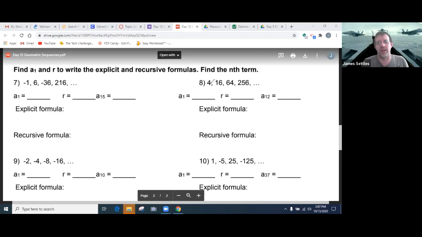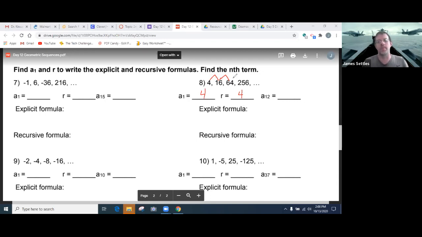A1 is always the very first number, which would be 4. So for A1, you're going to put 4. Now, for the pattern, if you can look at this and tell what it's multiplying by, that's great. If you can't, I don't know if y'all remember that when we were adding and subtracting, we would always take the second number and subtract the first. Well, on this one, we're going to divide. So we're going to take the second number and divide by the first. So 16 divided by 4 would be 4. You could even take 64 and divide it by 16, and that would be 4 as well. So this is being multiplied by 4.